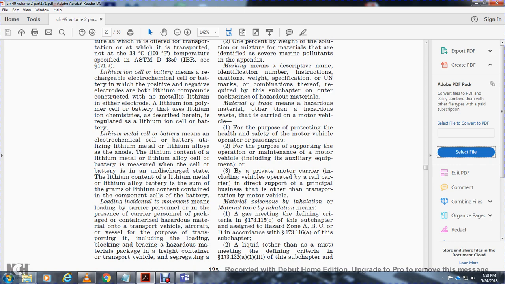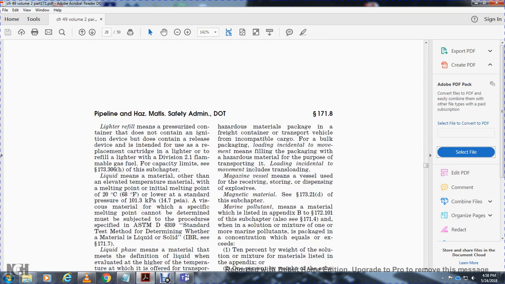Loading incident to movement means the loading of a hazardous material package by carrier personnel, or the presence of carrier personnel, onto a transport vehicle, aircraft, or vessel for the purpose of transportation, including loading, blocking and bracing of hazardous material packages in a freight container or transport vehicle, or segregating hazardous material packages from incompatible cargo. For bulk packaging, loading incident to movement means filling the packaging with hazardous material for the purpose of transportation.